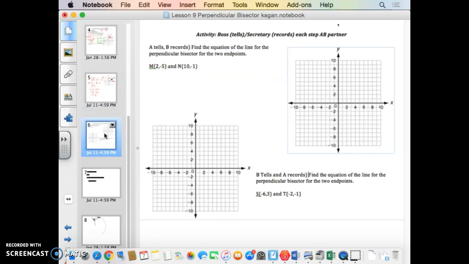So what we did in class was we did AB partners, boss and secretary. So B is the boss, they tell, and the secretary is the reporter. If you weren't here that day, you need to choose one of these 2 problems and work out all the steps on your own, or do both.